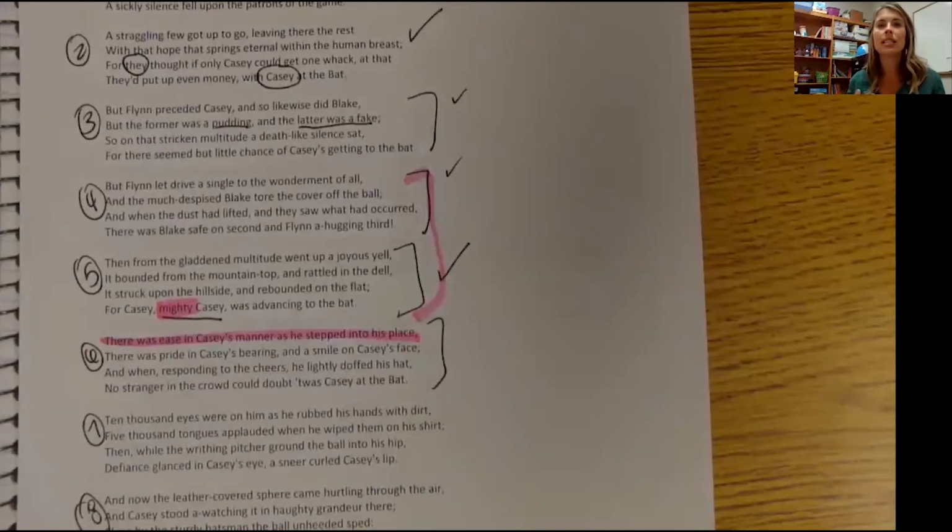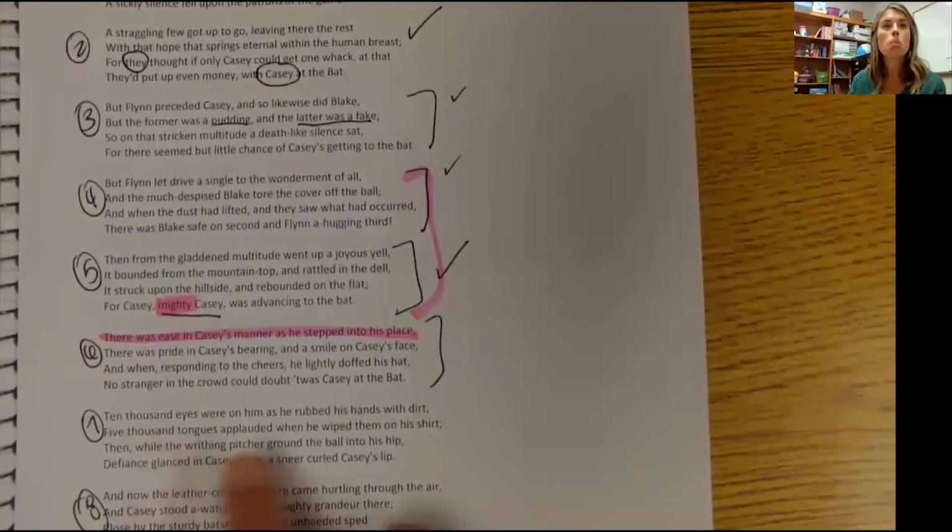What message is the author trying to tell us here? Remember, word choice matters. Descriptive word choice really matters. So when the author uses words like ease to describe Casey's manner, we know that he is calm, right? Most people would probably feel a lot of pressure in that moment, but guess who doesn't? Casey. Remember, his team's losing and he's got people on base. Now, as we read, pay close attention to how the author uses certain words to make a point.